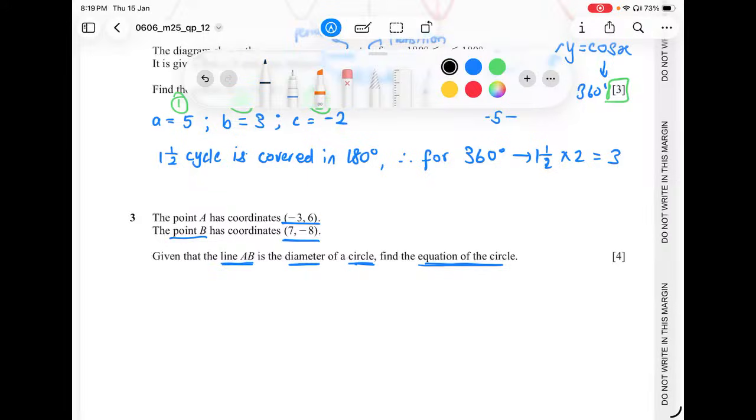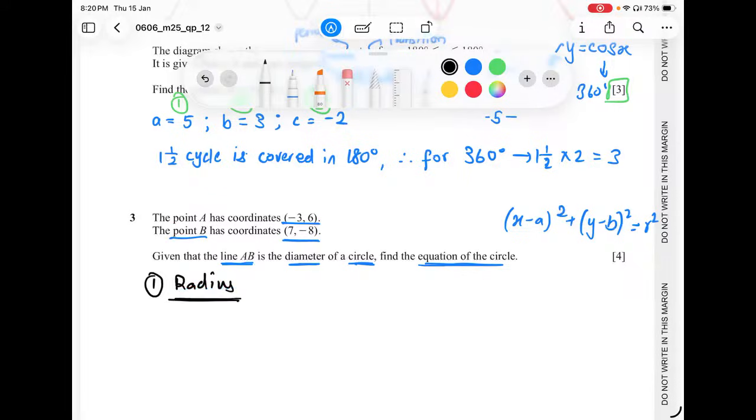So let's just do step 1 first. Let's find the radius, because for the equation of the circle, as you know, the general form is x minus a squared plus y minus b squared equals r squared, where r is your radius, and a and b are the coordinates for the center of the circle. So you need to find the radius and the center here. For the radius, you find it using the length formula from the coordinate geometry of circles.